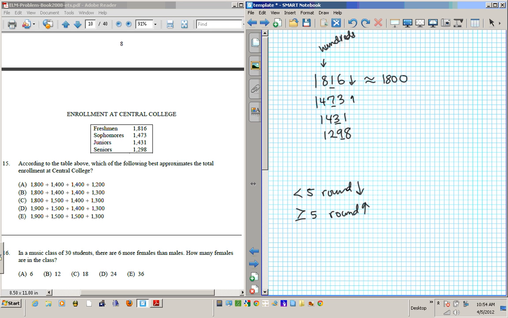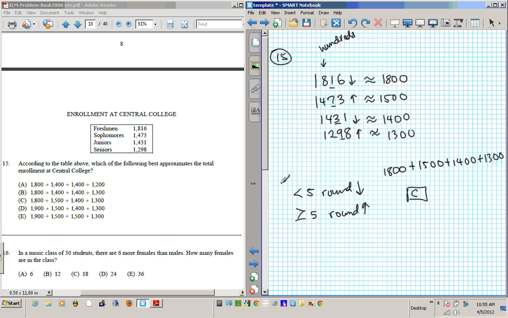7 is bigger than 5, so this one is going to round up, so it's going to be approximately 1500. So you round the hundreds place up because the number after it is bigger than 5. 3 is less than 5, so we're going to round down. So 1431 is approximately 1400. 9 is bigger than 5, so you're going to round this up. This is going to be approximately 1300. Okay, so the best approximation is going to be 1800 plus 1500 plus 1400 plus 1300. Let's see which one matches. 1800, 1500, 1400, 1300. Answer is C. Okay, this is for number 15.